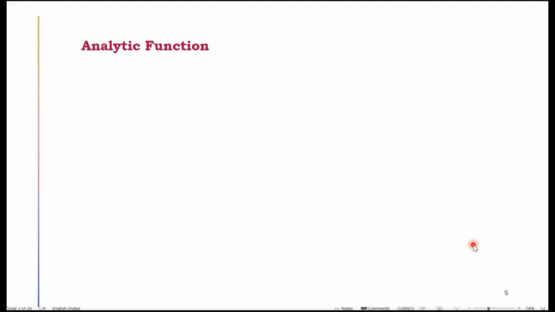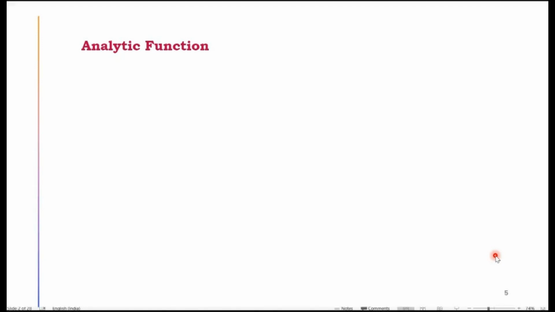Next, we have the main topic that is called the analytic function. The whole complex number module deals with the analytic function. First type of problem is prove that the function is analytic, or find some constants so that the function is analytic, or find the analytic function. Everywhere, the whole chapter deals with the analytic function. So what is an analytic function? Now, analytic function means, suppose you have some domain, some region is given.